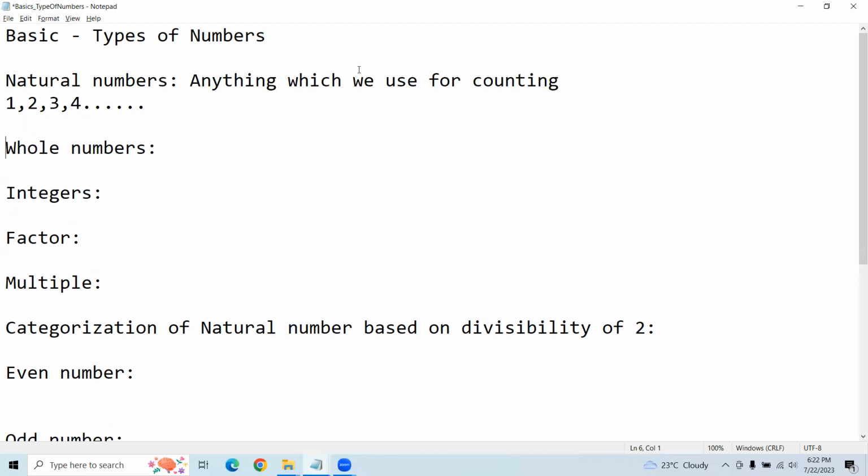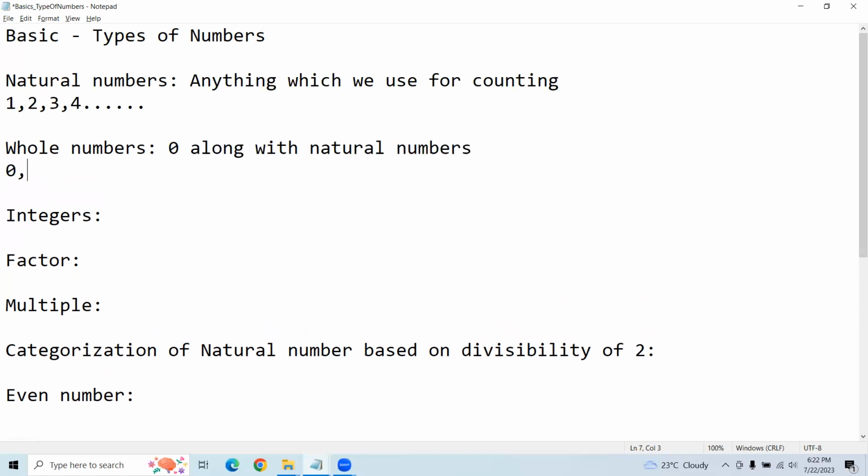Then we will see whole numbers. 0 along with the natural numbers is called a whole number. So it is 0, 1, 2, 3, 4, and it will continue. Okay. Let's look at the integers.